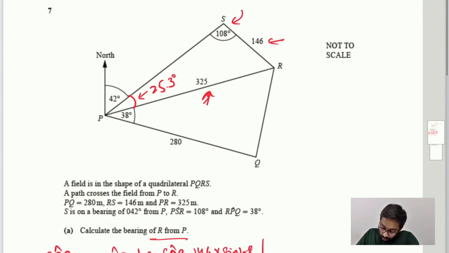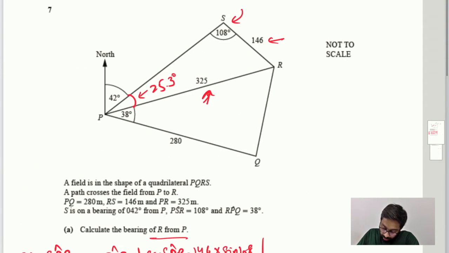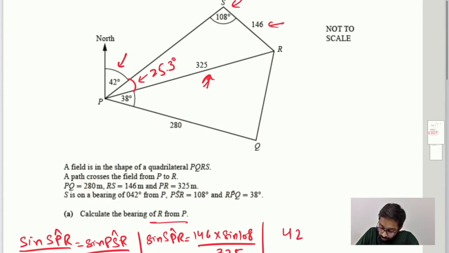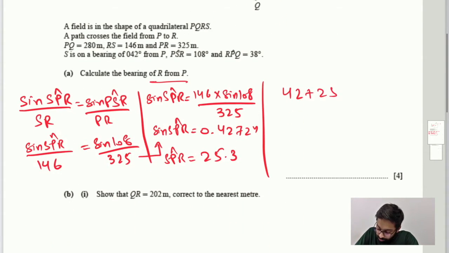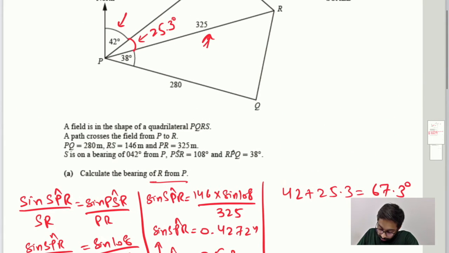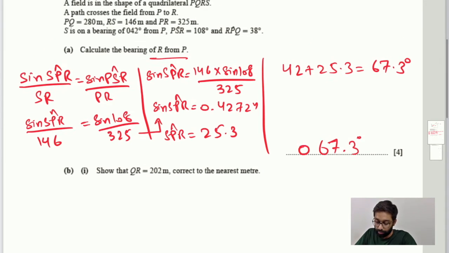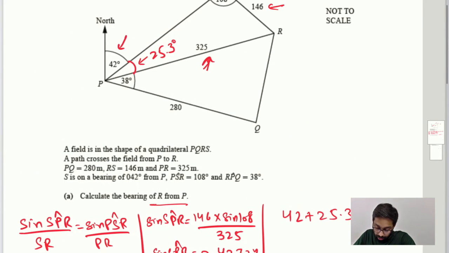So we need to add the angle 42 with 25.3 so that we get the bearing of R from P. So let's add that. 42 plus 25.3 gives us 67.3 degrees. So the bearing of R from P is 067.3 degrees. Okay, I hope this made sense. This was a long question.